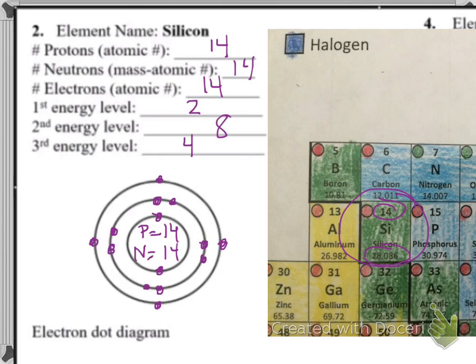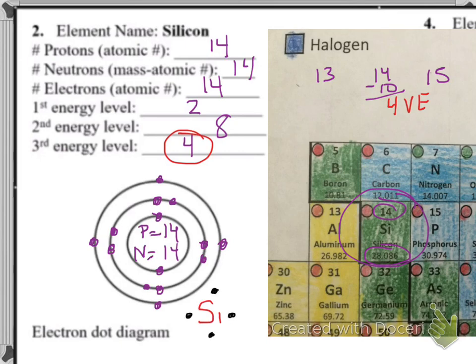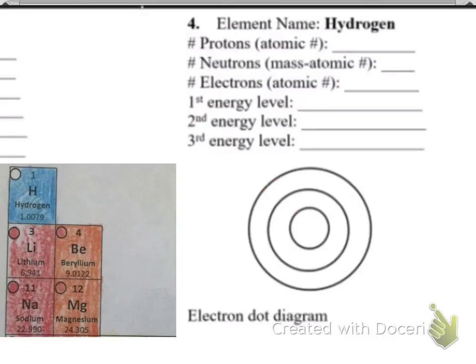To find your dot diagram, you're going to look at your columns, subtract 10, and get 4 valence electrons. Then you write Si and do your 4 dots. And that's what that should look like. You could also count your outermost ring and see there are 4 dots.